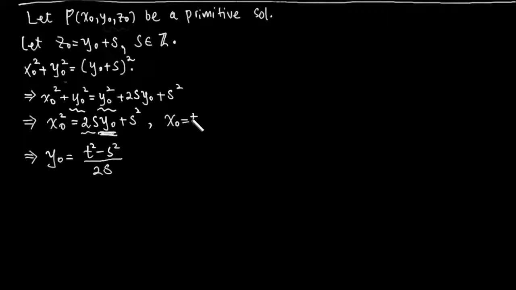To summarize up to this point, if this is a primitive solution, then there is an integer s and an integer t such that y0 is described in this way. And if you go back to z0 and use this description to write down z0, which is y0 plus s, adding s here is the same as adding 2s squared in the numerator. So it's going to be ts, with 2s squared added to that. It's going to be a positive copy of s squared, and the denominator is 2s.